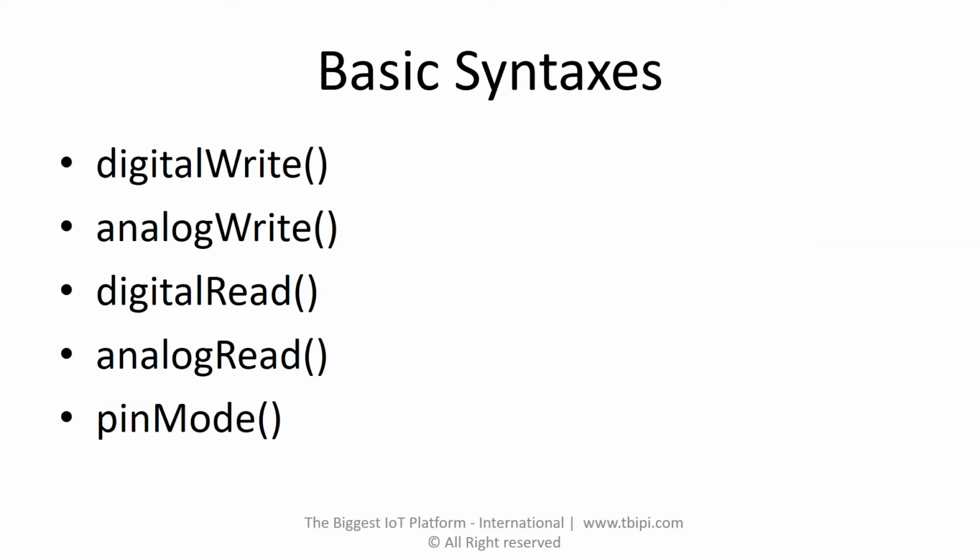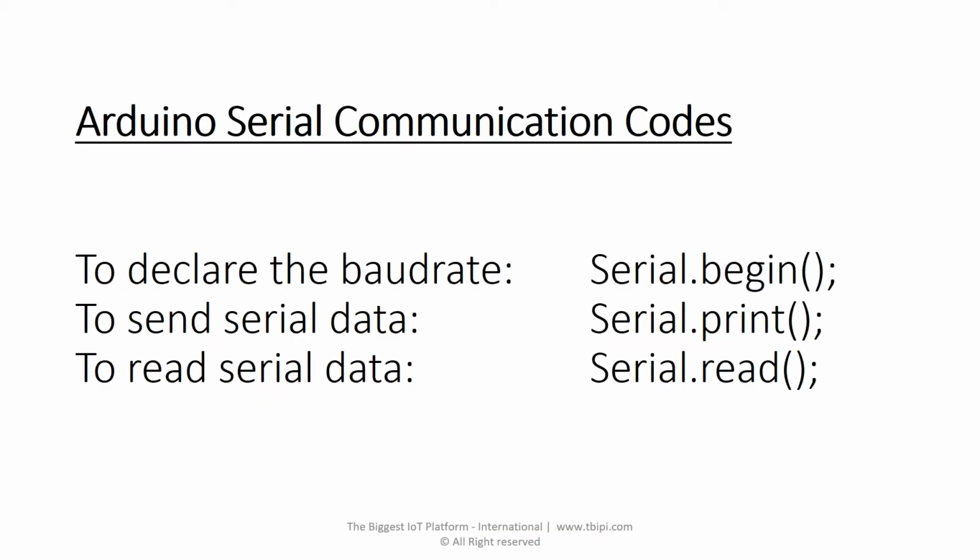We have discussed syntaxes like digitalWrite, analogWrite, digitalRead, analogRead, pinMode. digitalWrite is used whenever you want to program a digital output device. analogWrite for an analog output device. digitalRead for a digital input device, analogRead for an analog input device. pinMode is to decide whether you want to use a particular pin in input mode or output mode. Okay, and for communication, Serial.begin, Serial.print, Serial.read. begin is for the baud rate, print is for sending data, read is for receiving data.